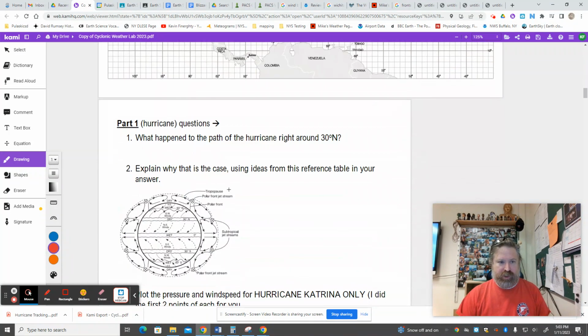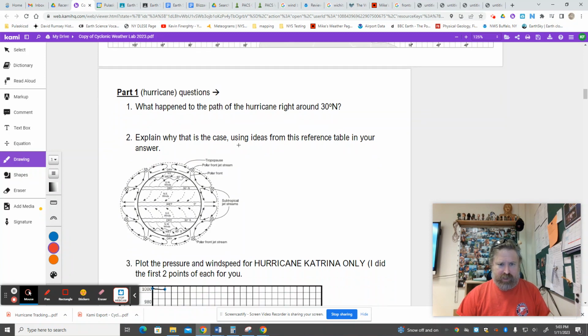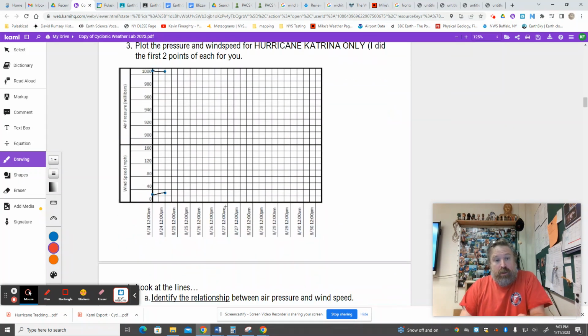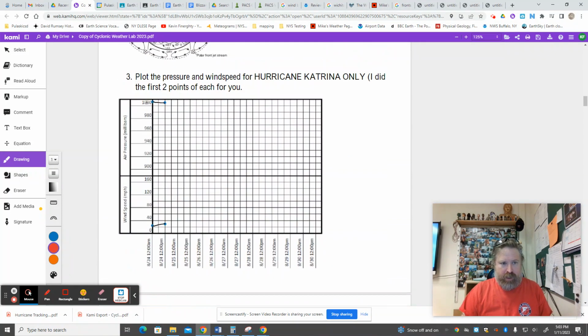Sound good? So check that out. Then you'll analyze some of these, explaining why it's the case, like what happened. Then let's talk about pressure and wind speed by plotting a graph here of what the pressure does throughout the development of the storm, and what the wind speed does throughout the development of the storm.